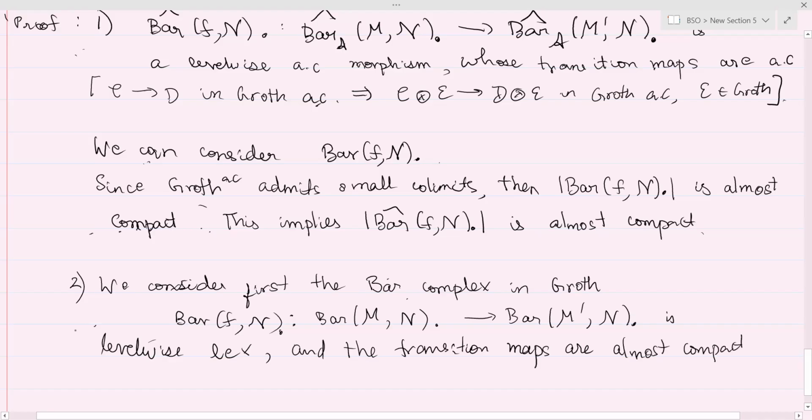And I'll just write this. It's because there is an analogous statement about left exact morphisms. So a morphism in Groth is left exact implies that whenever you tensor with a new guy, that is left exact as well. So this is why it's level-wise left exact.